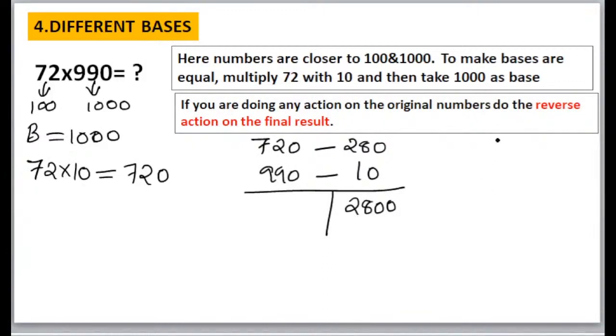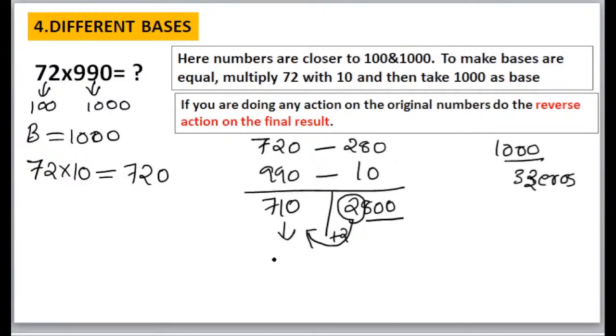Our base is 1000 and base has 3 zeros. So you will take 3 digits. The remaining 2 will be carry over to LHS. That is your base. LHS is 720 minus 10 is equal to 710. 710 plus 2 is equal to 712. So 712 is your LHS and your RHS is 800. So your answer is 712,800 divided by 10.